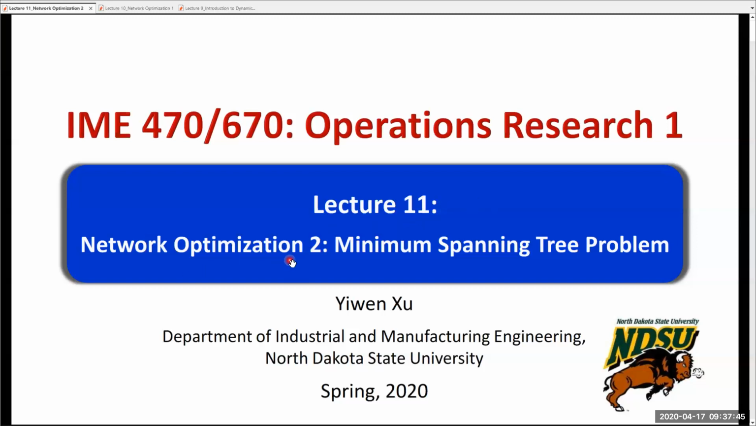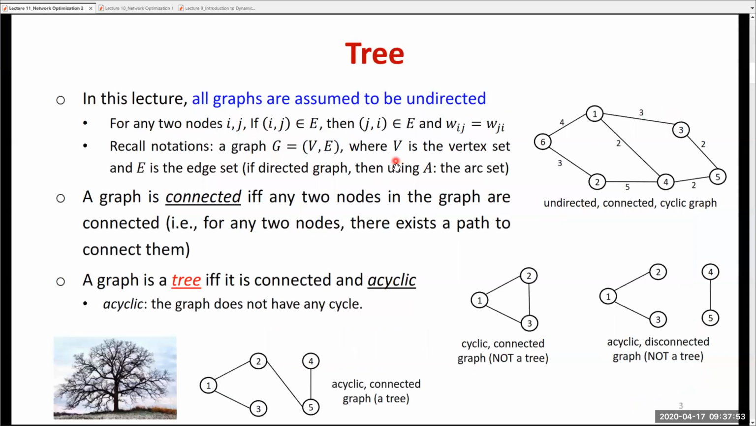Lecture 11 is the second topic of network optimization. It is another problem called the minimum spanning tree problem. In the beginning of the lecture, let me first define some terms. First of all, we assume that in this lecture, all graphs are undirected. What I mean is that for any two nodes, let's say i and j, if ij is an edge, then ji must be an edge.